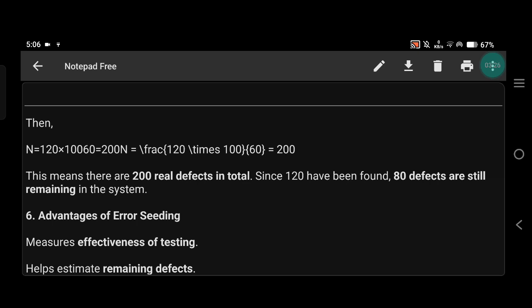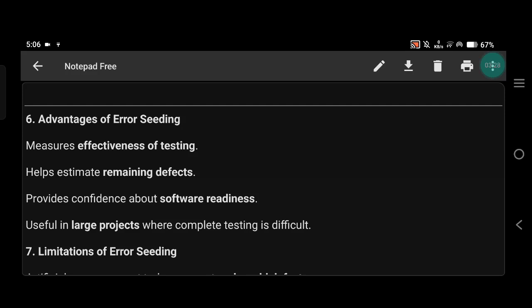So the advantages of error seeding. First, it measures the effectiveness of testing, helps in estimating the remaining defects, and last, gives confidence about software readiness.